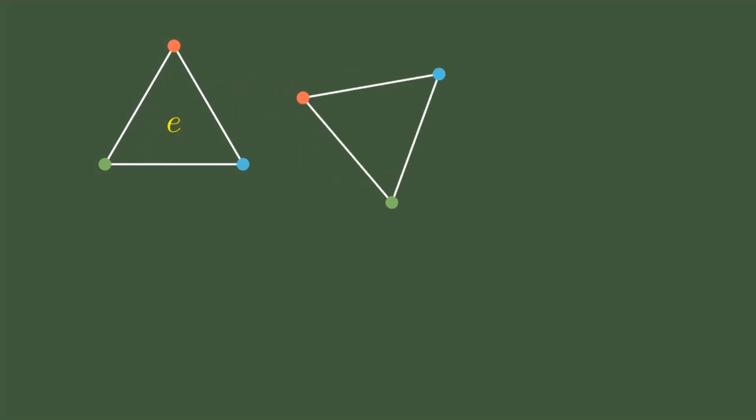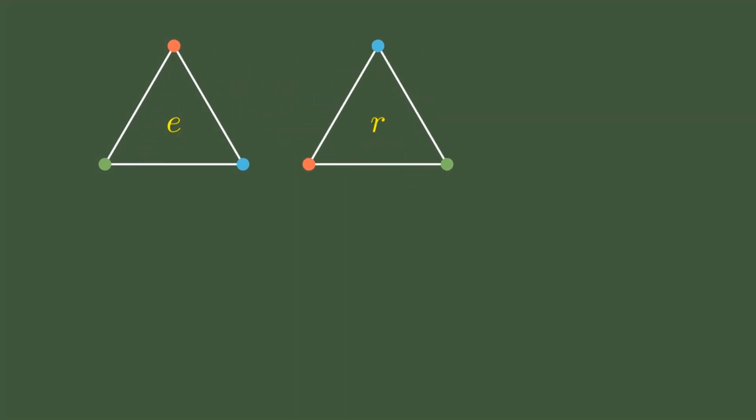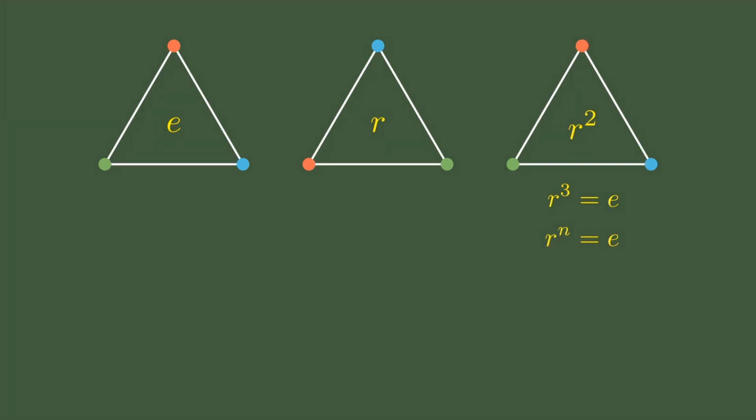Now let's move on to D3. For D3, we take the equilateral triangle. We label the first element as the identity element and find all the symmetric operations. One possible is rotation. Then, rotating it twice becomes a double rotation R square. Moreover, we see that if we rotate it thrice, then R3 gives the identity element E. In general, for any dihedral group Dn, R^n always gives the identity element E.